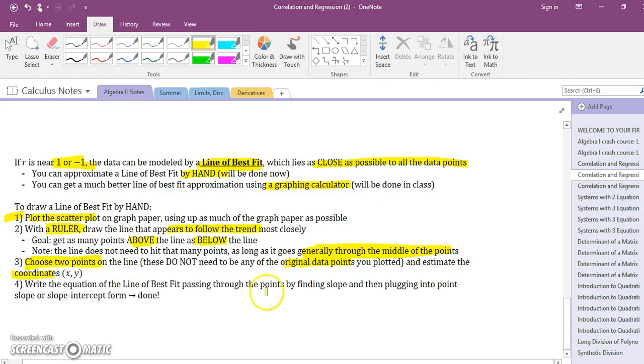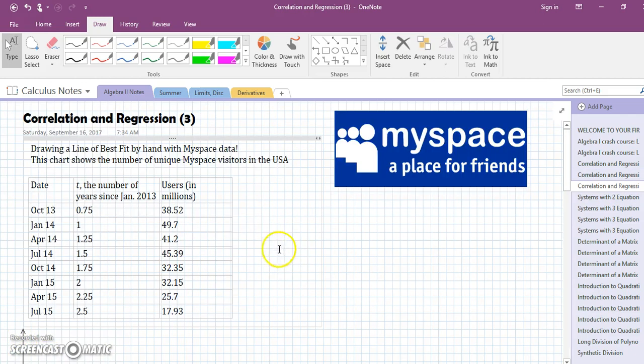Then you're going to write the equation of the line of best fit that passes through the points. You find the slope first, and then you can do mx plus b or y minus y1, either of those two. So what we're going to do in the video is practice one by hand together.